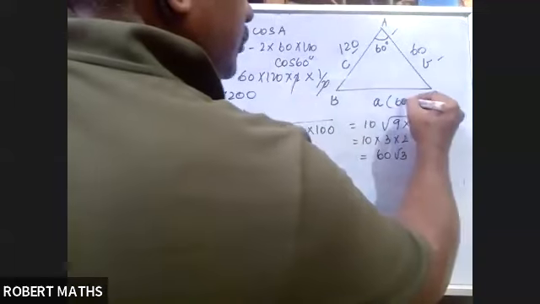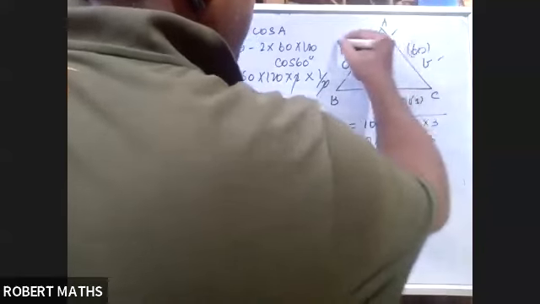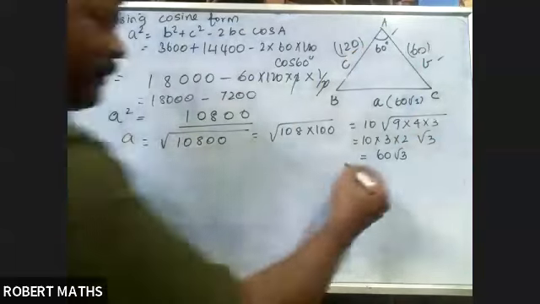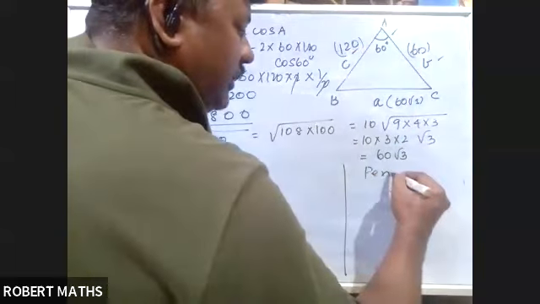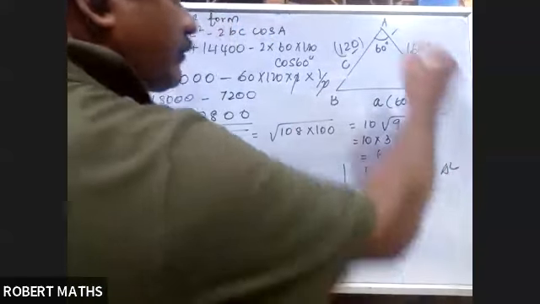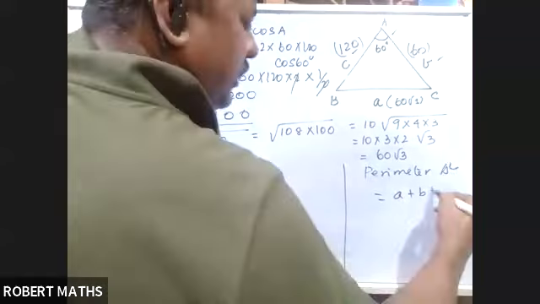Your A is equal to 60 root 3. This is your B value. This is your C value. Now, all sides are known, so we can easily find the perimeter of the triangle. Our second question is easy. That is the perimeter of the triangle. Perimeter of the triangle means you have to add all these sides: A plus B plus C.